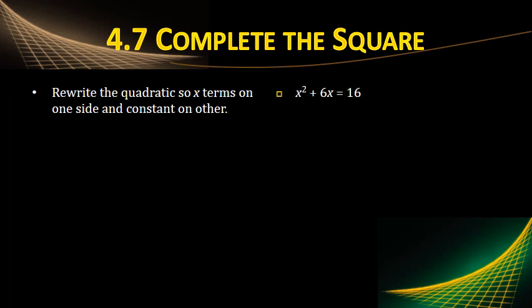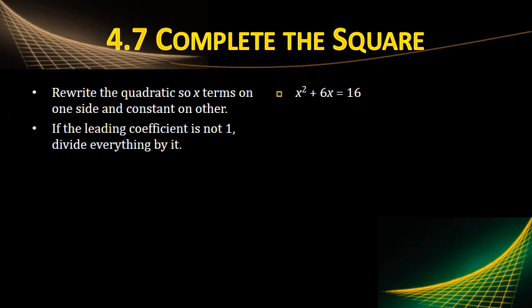Let's solve by completing the square. Start by rewriting the quadratic so the x terms are on one side and the constant is on the other. So it looks something like you see. If the leading coefficient is not 1, then divide everything by it. If you look here, it's 1x squared already, so we don't have to worry about that step.